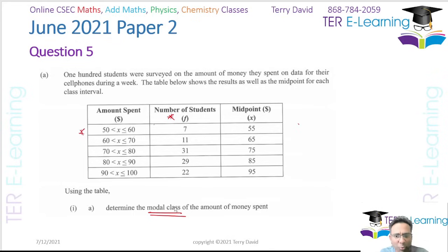So we're looking for the modal class. So we're looking for the highest frequency here. Now your highest frequency is 31, right? Now the answer is not 31 here, but your interval here that they want is going to be between 70, right, and 80, right? So this is what they're looking for here. This is what we need to look at, right?